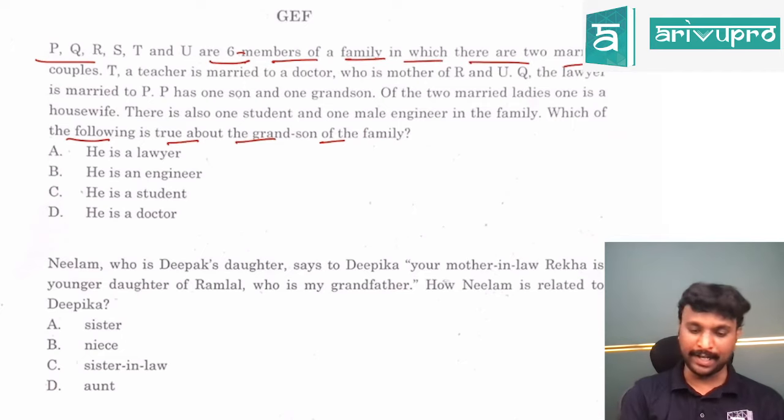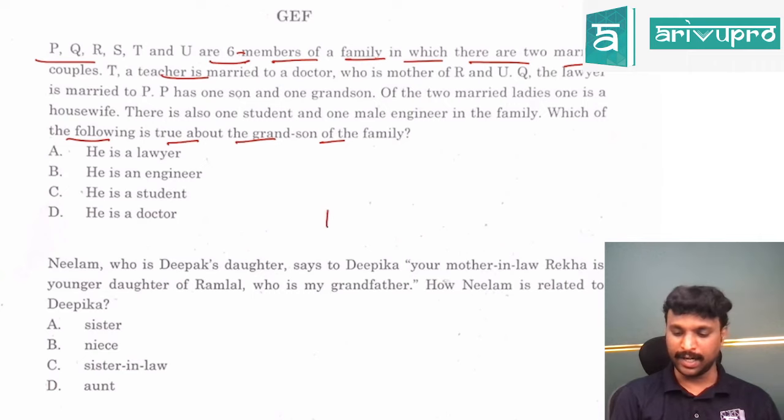There are 2 married couples. A teacher is married to a doctor. Teacher T is married to a doctor. Double-headed arrow for husband and wife. All right. Now, what next? Who refers to which person?